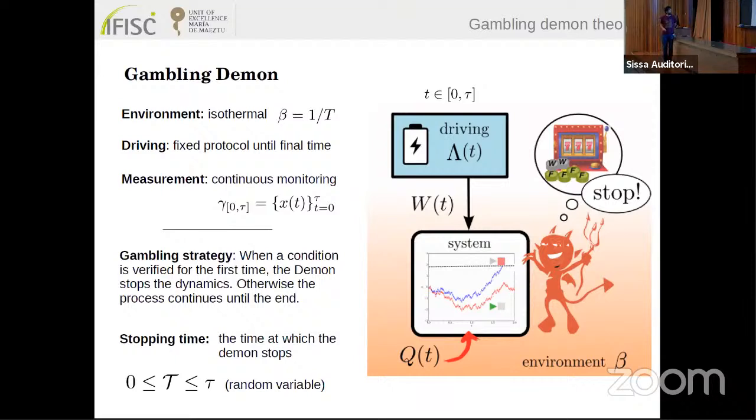And then the demon can eventually stop the process using what we call a gambling strategy, which is essentially that when a condition is verified for the first time, the demon stops the dynamics, or otherwise the process continues until the end of the protocol, which is this time tau. So we have this fixed interval of time, and then the demon can stop either before or when you get to the end of the interval. The time at which the process stops is called stopping time, and it becomes a random variable between 0 and the final time tau. And I denote it with this calligraphic T.